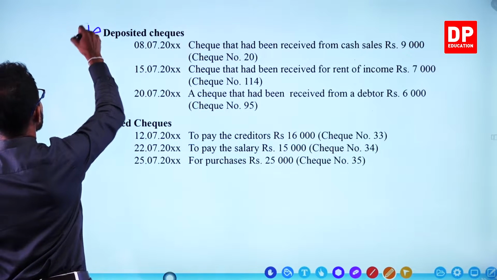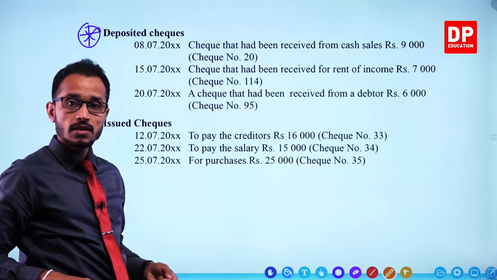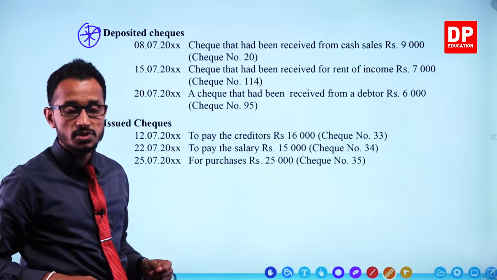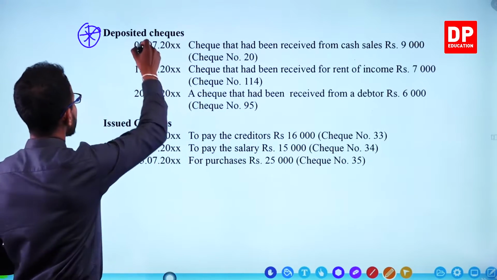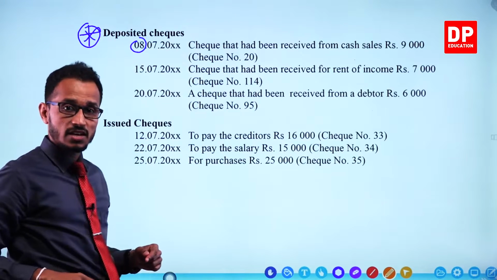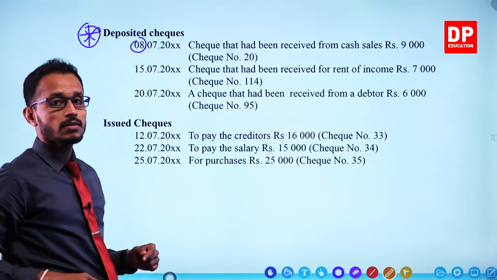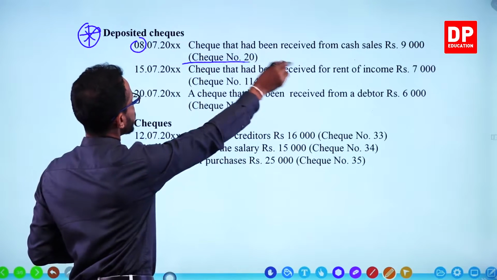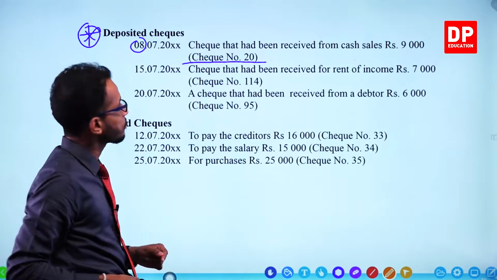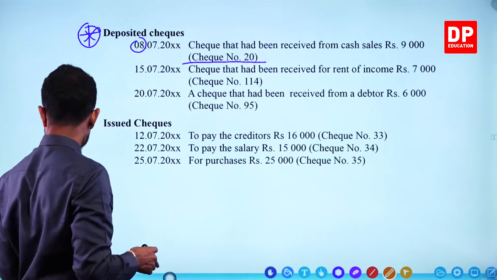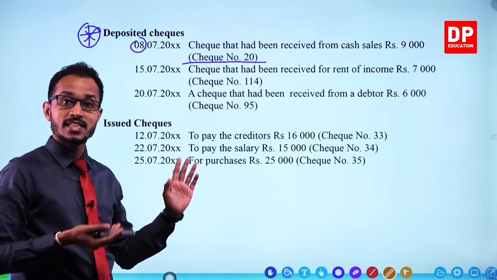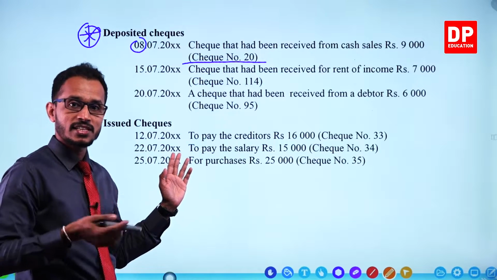Deposited checks, let's first see how the deposited checks are recorded. Deposited checks from the first check on 8th, check number 20, amount is 9,000. Let's check the first check.